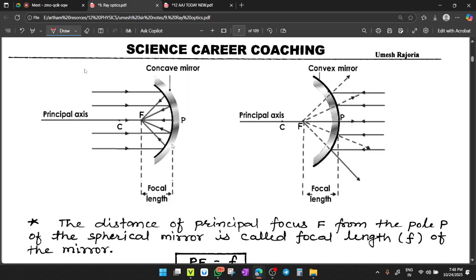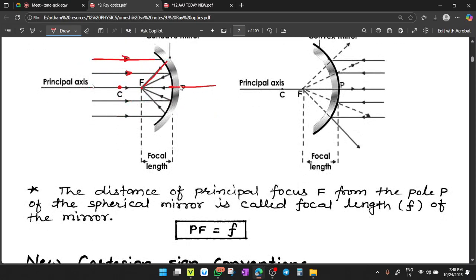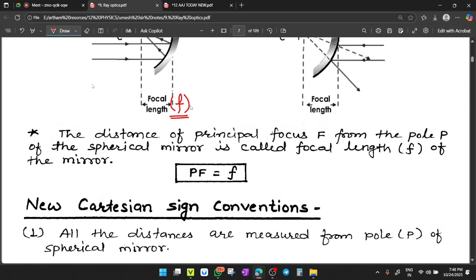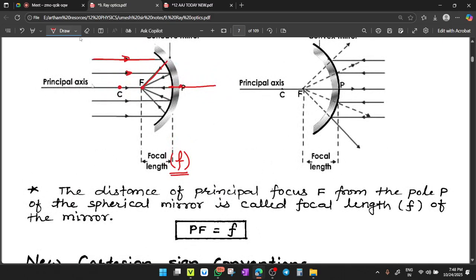So this is a concave mirror. The inside surface is the reflecting surface. This is the principal axis, which is passing through the center of curvature and pole. This imaginary axis is called the principal axis. Now, when the light rays are coming parallel to the principal axis, they converge at a point called the focus point. Now, this length from pole to the focus, very important, is called the focal length, denoted by F. Right, beta? This is denoted by F.